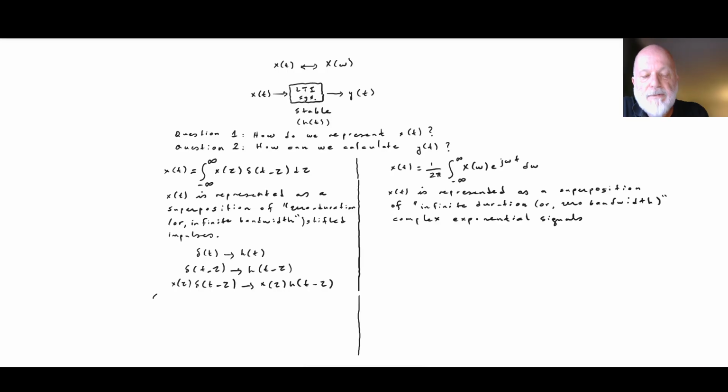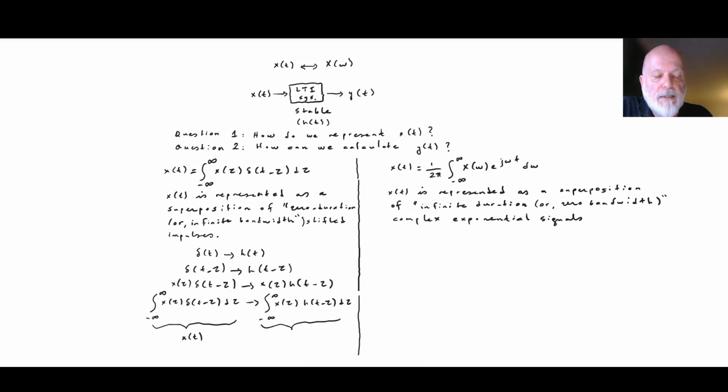And again by linearity, because integration is a linear operation, from minus infinity to plus infinity, x of tau, delta of t minus tau, integrated with respect to tau, gives us the integral from minus infinity to plus infinity of x of tau, h of t minus tau, integrated with respect to tau. Well, we already know that this is x of t, so this is y of t, therefore. So we answer the question in a very simple and elegant way.